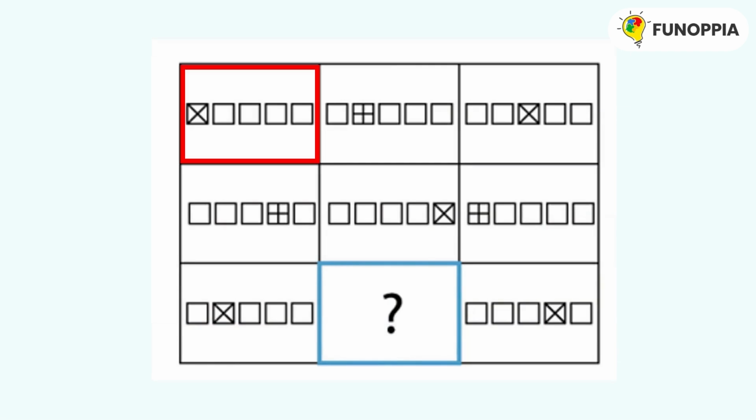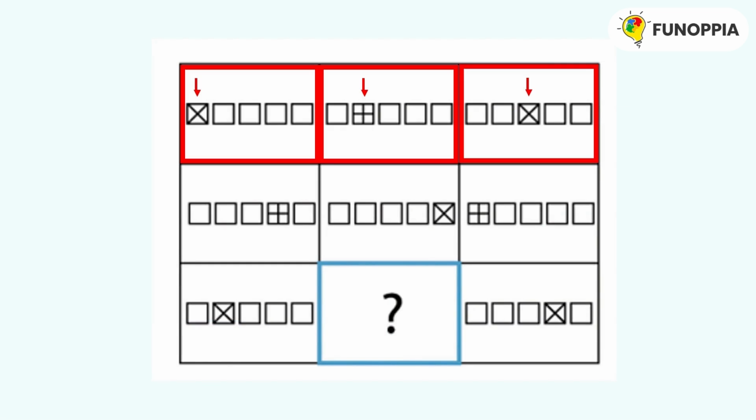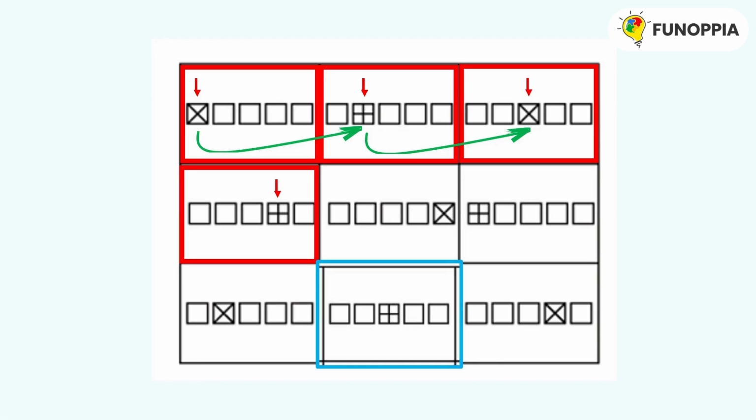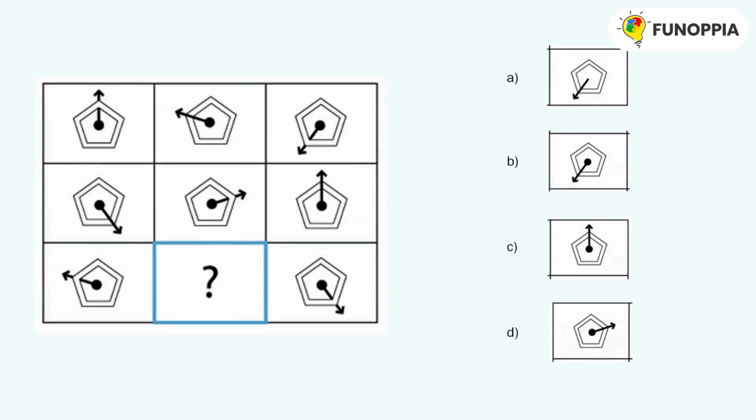Starting from the first block, we can see that the marked block is jumping a step ahead in each box. Also, it is following a cross plus pattern alternatively. And thus, following the same pattern, we will get this block in place of the missing block. Okay, now try to solve this similar question on your own. Pause the video and continue it when you are done.